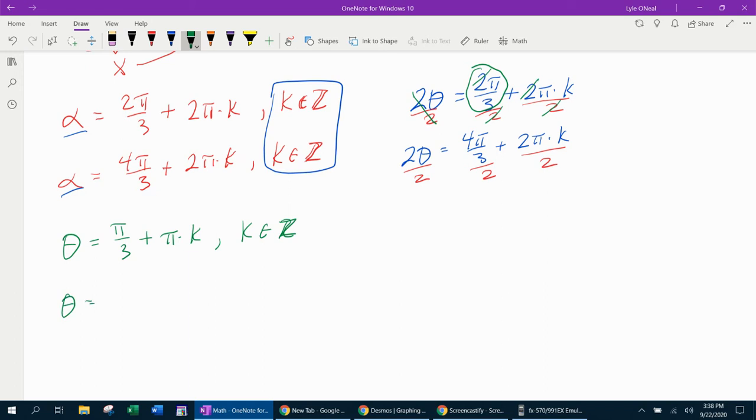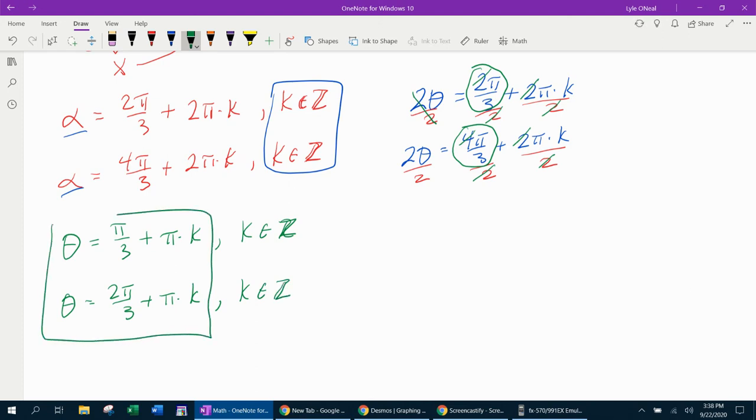And the other solution is going to be, if I do 2 pi over 3 divided by 2, that's going to reduce that down to 2 pi over 3 plus pi k. K is an integer. And now I've got my general solutions in terms of theta. And so at this point, I could now go through and find the first 6 solutions for theta.